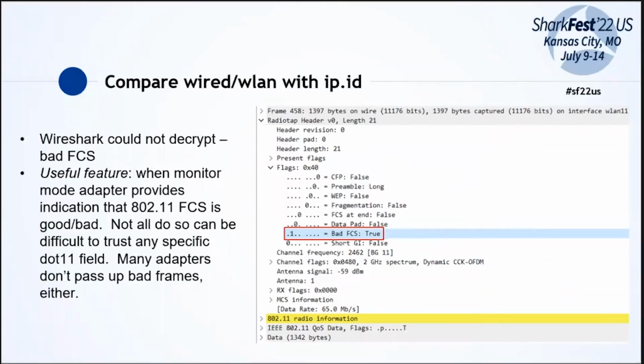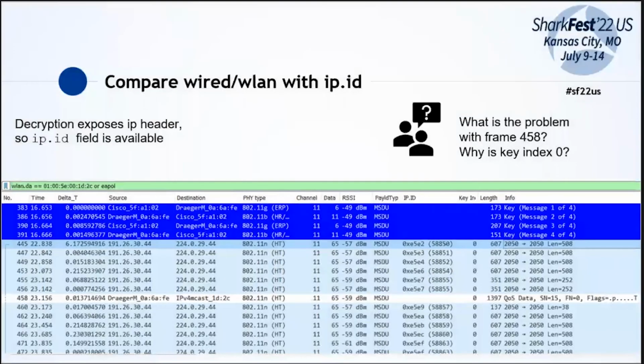So the bad FCS. Wireshark couldn't decrypt it, so no trouble. Good. But do I need every frame? Probably not, right? Context. We use context to help us. I don't need every frame. That's fine. That's what it was.